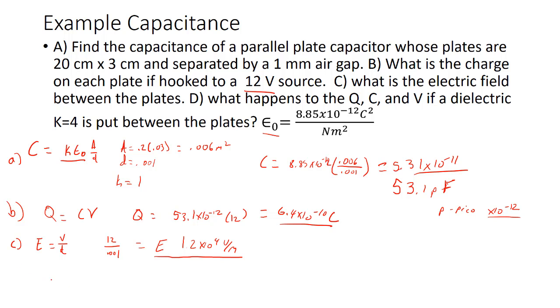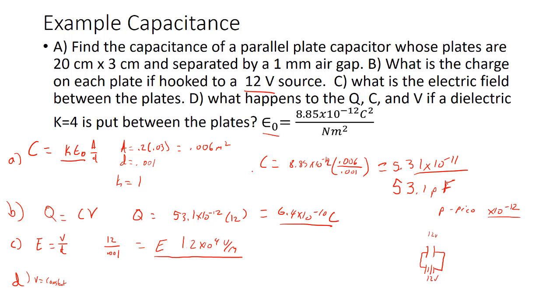And then question D says, what happens to all of these things, Q, C, and V, if a dielectric with K equals 4 is put between the plates? Now, what you have to remember is this capacitor is actually hooked up to a battery. If it was a capacitor in isolation, then the voltage would actually decrease when we put a dielectric in there, because it would create a field that opposes the field between the plates. But because it's hooked to a battery, this 12 volts will maintain a 12 volt potential. So the first thing I can say is, the voltage does not change. V is constant because it's hooked to that battery.